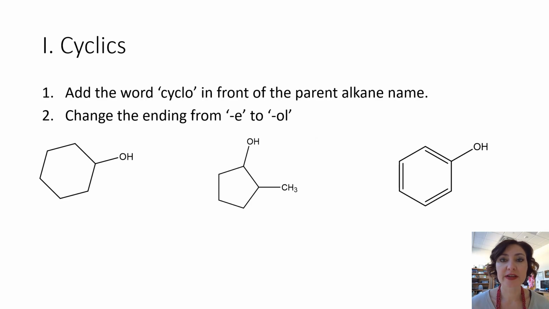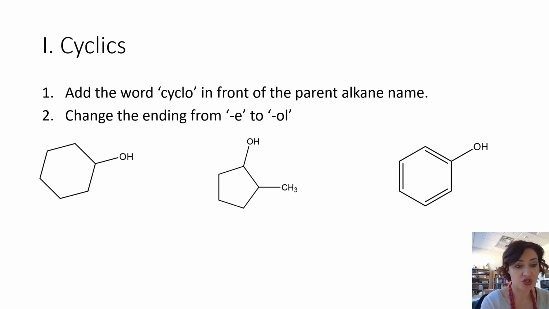All right, for cyclic alcohols, it is treated the same way as a cyclic alkane or a cyclic alkene. You're going to add the word cyclo in front of the parent alkane name. So if we had pentane as a cyclic, it would be cyclopentane, but you're going to drop the E and change it to that OL that tells us that there's an alcohol or a hydroxyl group present. So let's do an example.